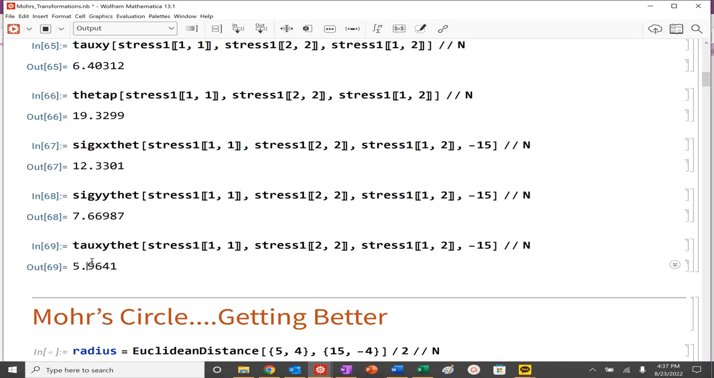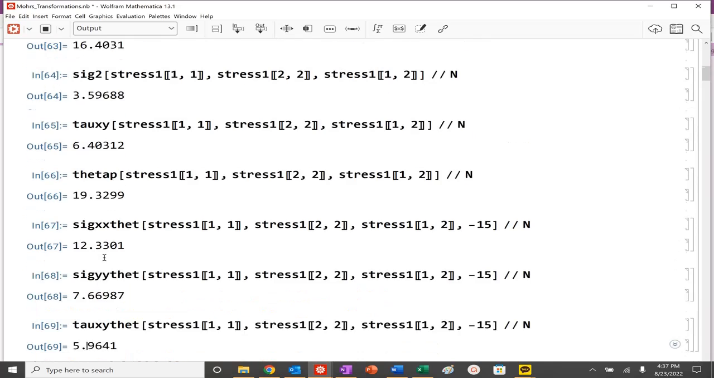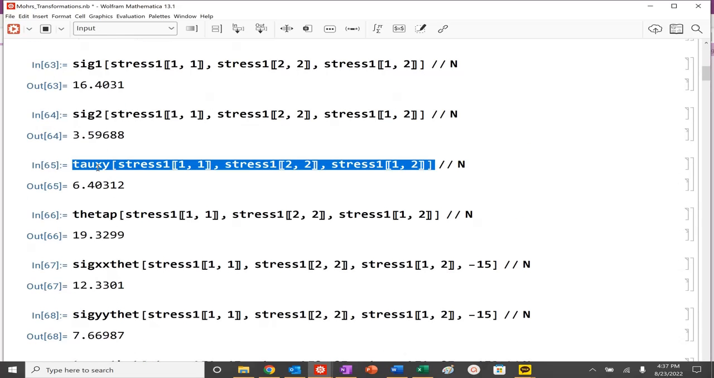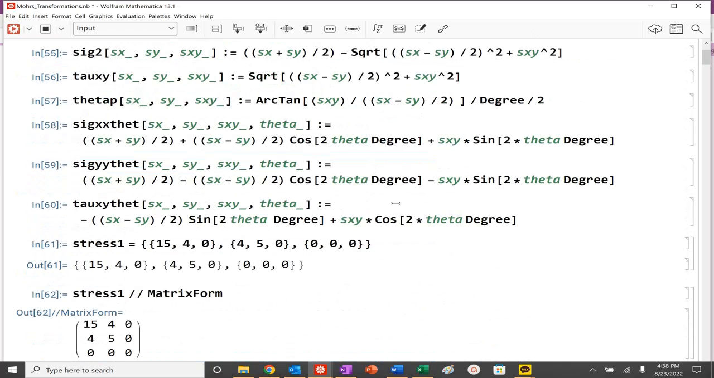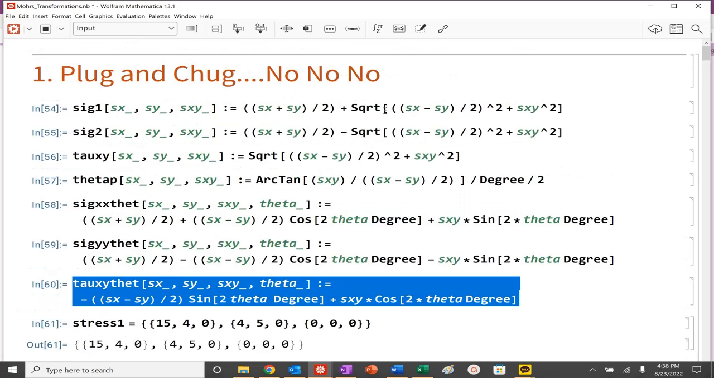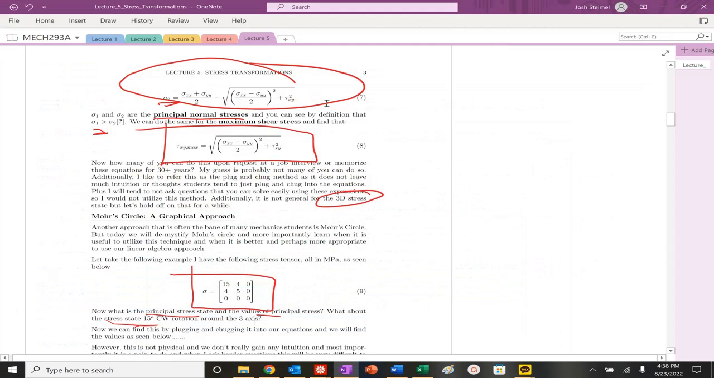Does this tell me what's the angle to get to maximum shear stress, like right here? No. This method is not robust, it's not intuitive, it's susceptible to so much error, as you can see with all these equations. This is not the way that we want to go about solving the problem.